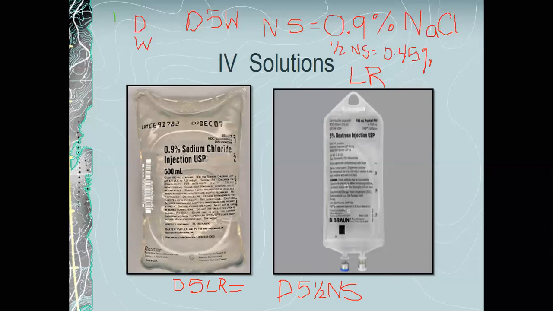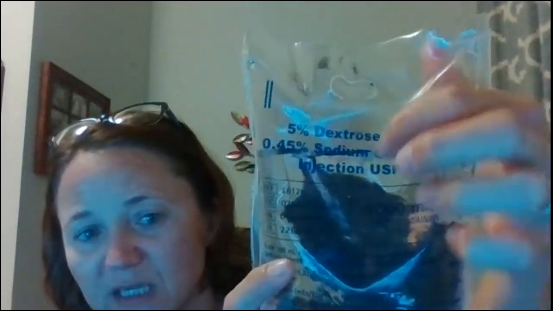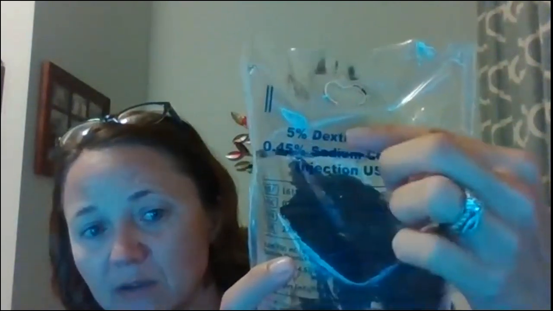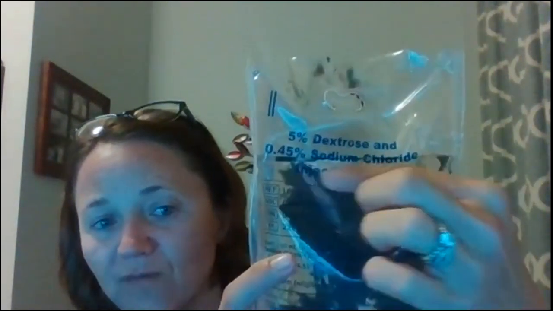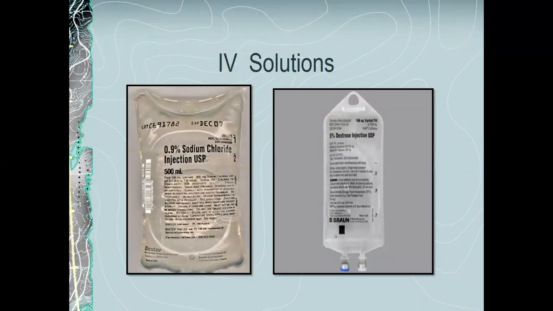So let me turn my camera back on real quick and stop my share just for a second. So this bag I have here is that D5.5. So it's dextrose 5% in half normal saline. So it's dextrose 5% and 0.45% sodium chloride. And then this little bag I have here is normal saline, that 0.9% sodium chloride. I think it's backwards whenever I'm holding it up for you. All right. Let me share again.